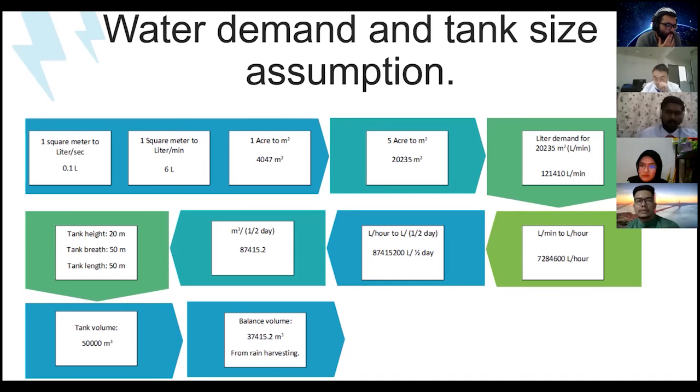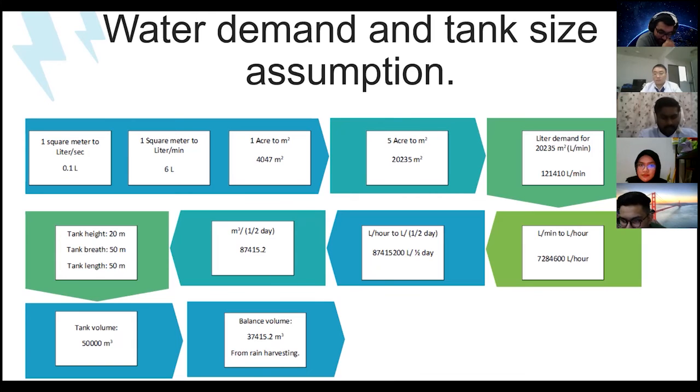Basically, agriculture will use a lot of water, so in a small portion we have to do rain harvesting also, in order for us to get approximately 87,450.2 meter cube for half day. So even though we calculate the tank volume, the daily requirement that we use is just water for around 1 hour or 2 hours. So 1 hour requires only 7,284 meter cube.